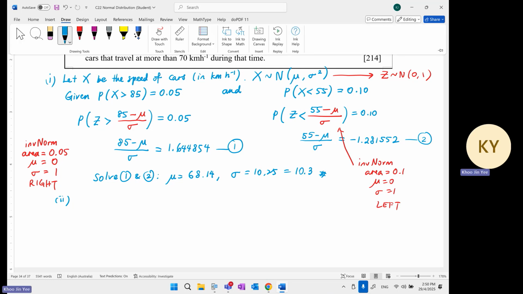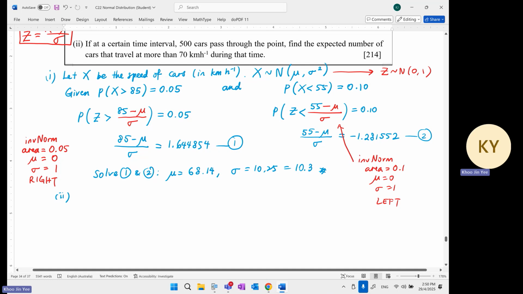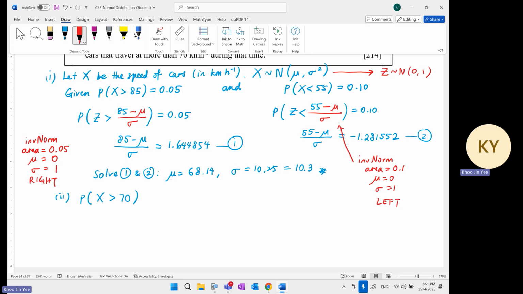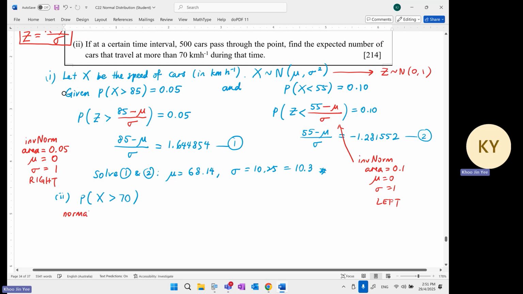Okay, next, part 2. If at a certain time interval 500 cars pass through the point, expected number of cars that travel at more than 70 km per hour during that time. So probability where this x is greater than 70 km. Now we've already got our data already, right? So we can make use of your normal CDF to evaluate this probability.